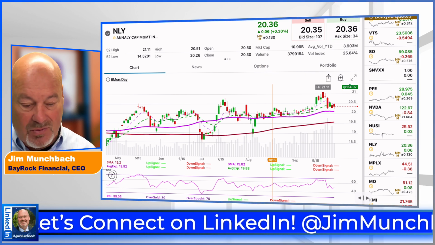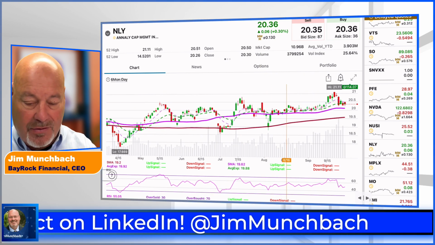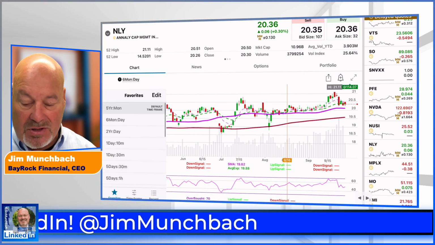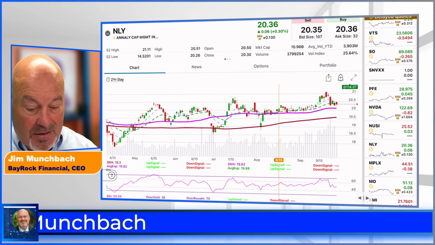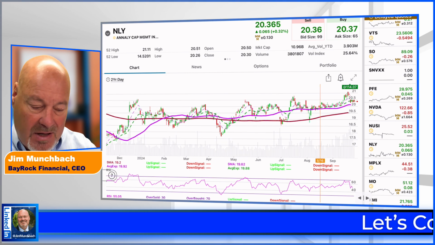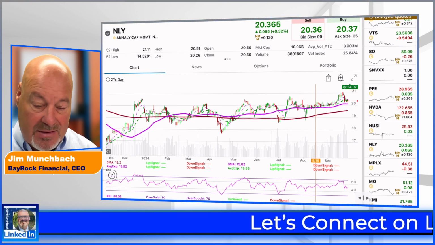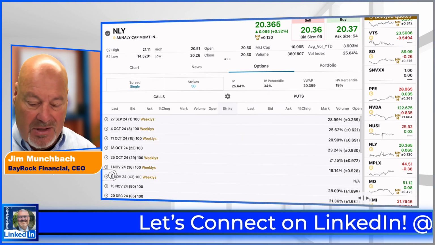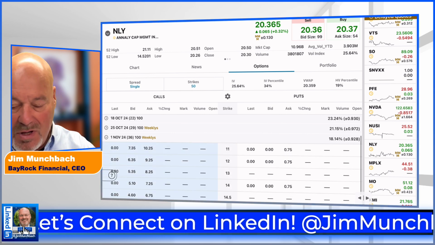What else do we want to do on this one? Look at it, it's a 6-month chart. I always want to look at the 2-year chart and just see what it's looking like. Yeah, this might not be a bad option. So let's just jump into the option chain and see what we got. So we'll go to November 1.